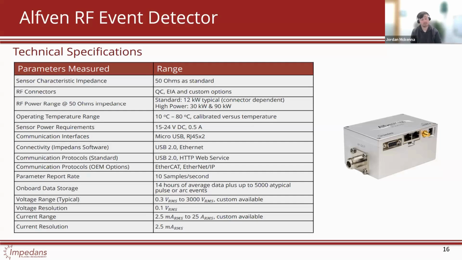The way it communicates is over the network. So we have Ethernet and EtherCAT communication capabilities. And the advantage of this is you can just hook it up to the network. You don't need to be anywhere near it. You can have the Alpha in the lab, and you could be at home detecting events. The Alpha report rate is about 10 samples per second, while its sample rate is about 1 microsecond. And the onboard storage, so storage without actually uploading to the network, is about 14 hours of data, or about 5,000 atypical pulse or arc events.